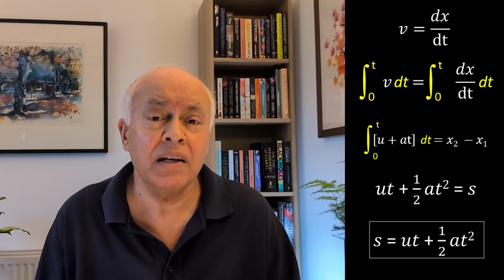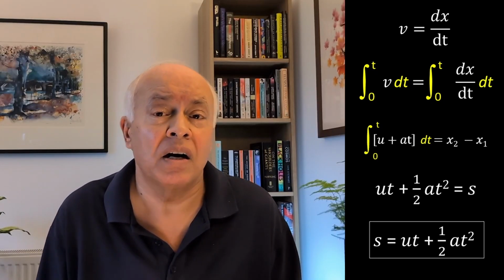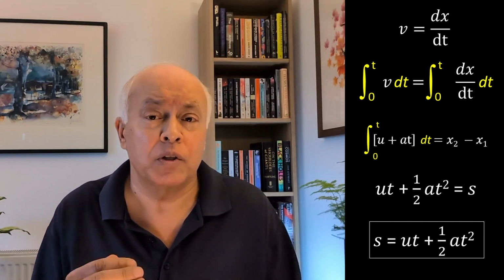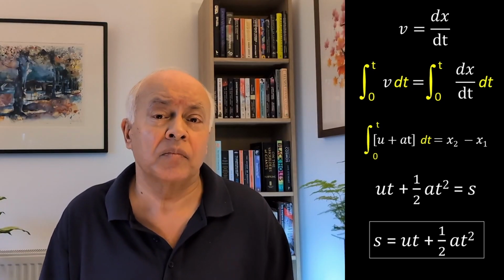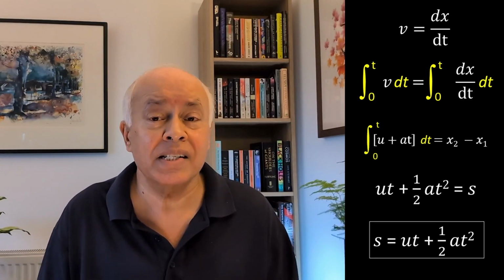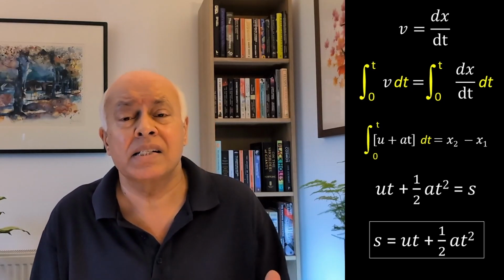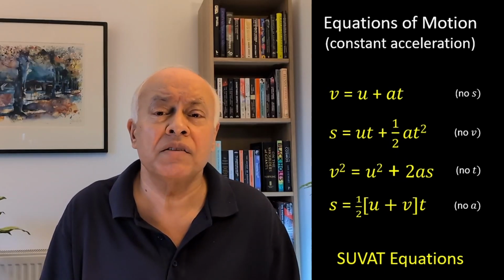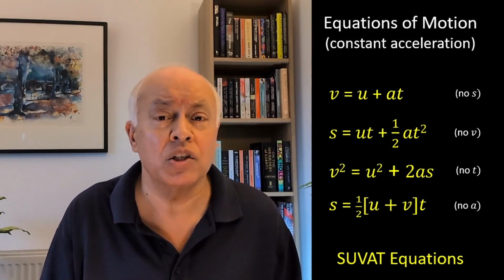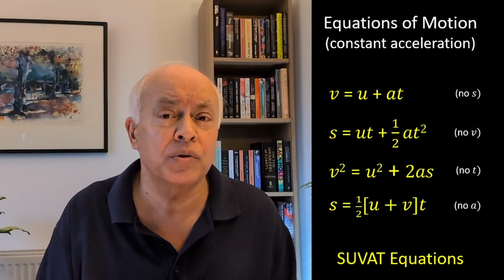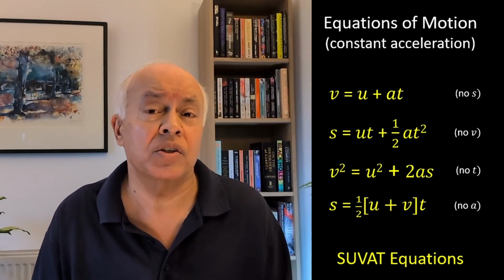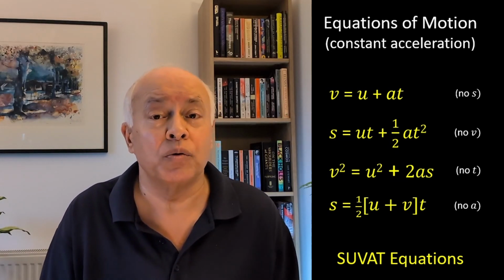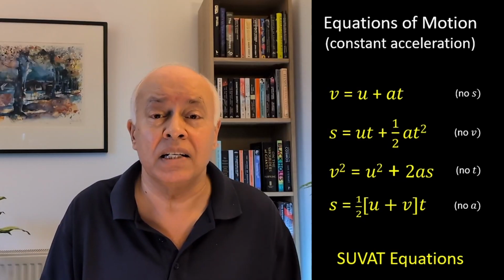If we now integrate the left side, we get ut plus half at squared, and the right side is just s, the displacement, the difference between the start and end positions of the move. So rearranging this expression gives us the second equation of motion, s equals ut plus half at squared. We can also use these first two equations to come up with two other relationships by substitution and rearranging the variables, and we end up with these four equations. These are commonly known as the SUVAT equations because they use the five variables of motion, s, u, v, a, and t.